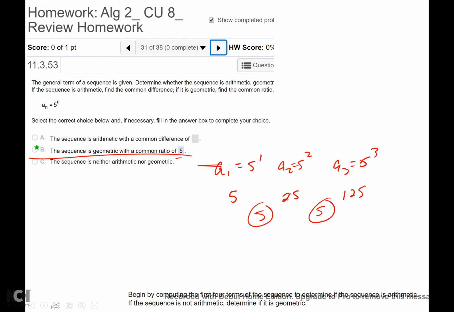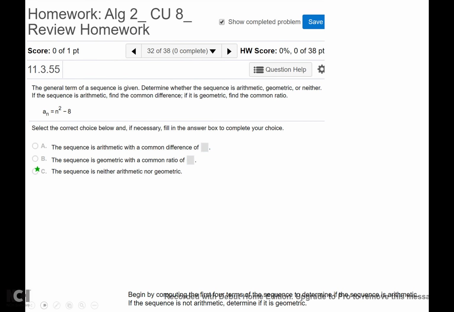Okay, 31. 32. The general term of a sequence is given. Determine whether it's arithmetic, geometric, or neither. This one's going to be neither because I can see arithmetic and geometric in the same problem, but let's make sure. So a sub 1 would be 1 squared minus 8, which is negative 7.